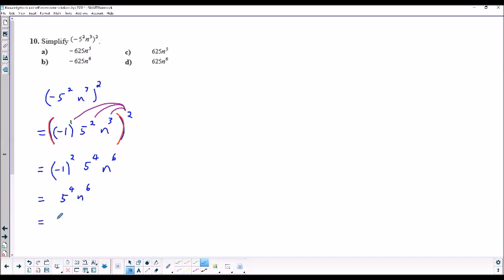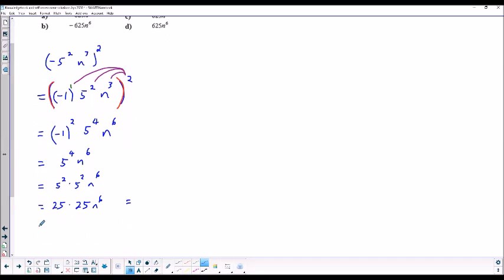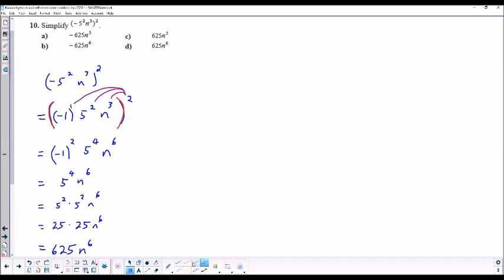So that's 5 to the power 4, n to the power 6. And 5 to the power 4 is 5 squared times 5 squared, which is 25 times 25, n to the power 6, which gives you 625 n to the power 6. Okay, and so that means that the answer here is D.